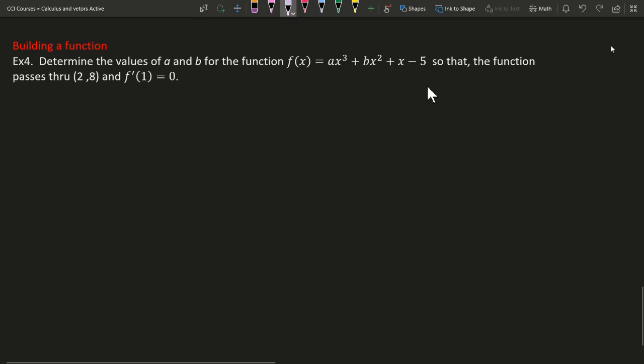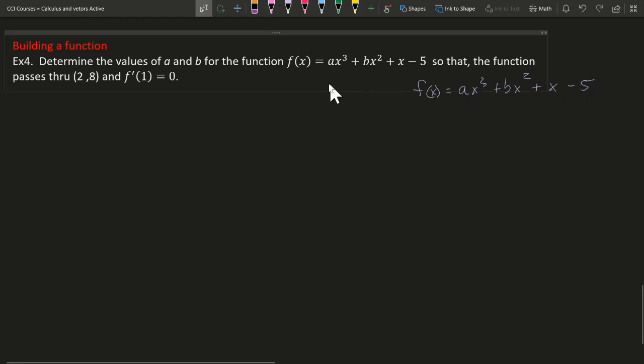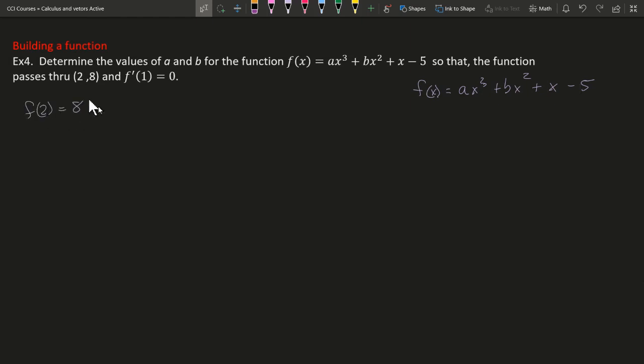So we know that f of x is equal to ax cubed plus bx squared plus x minus 5. We're given a bit of information here. We know that it goes through (2, 8). Because it goes through (2, 8), if I plug 2 into the function, I should get an 8. Because f of 2 is 8, meaning if the x value is 2, I should get an 8.